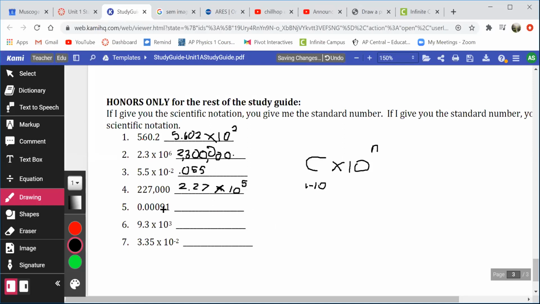There we go. All right, let's look at number 5. What's my coefficient going to be?